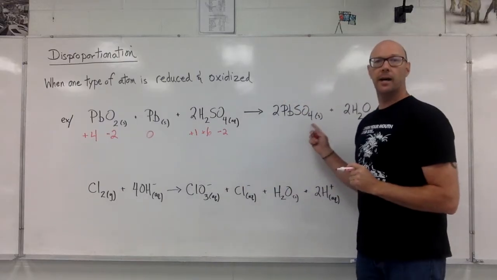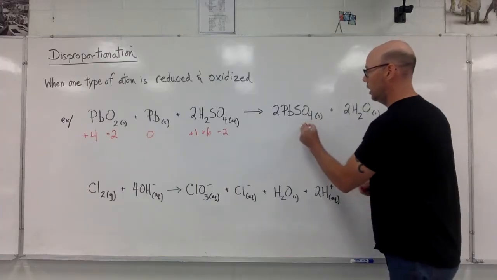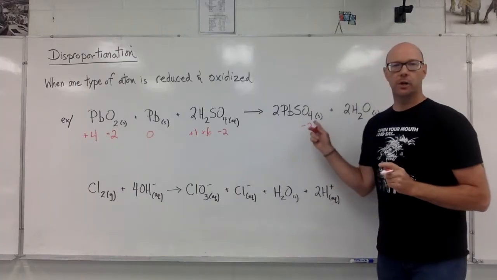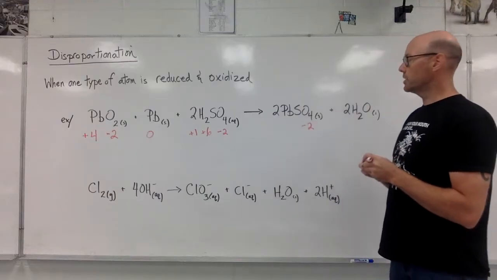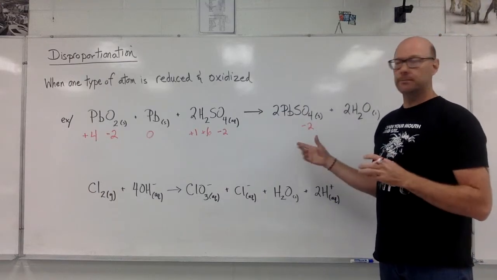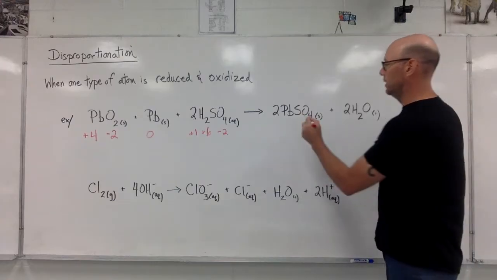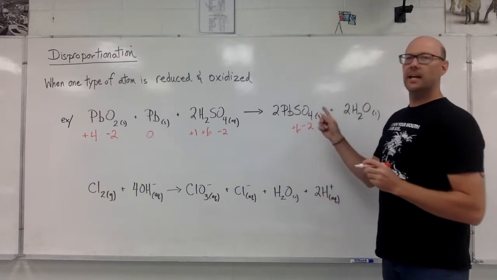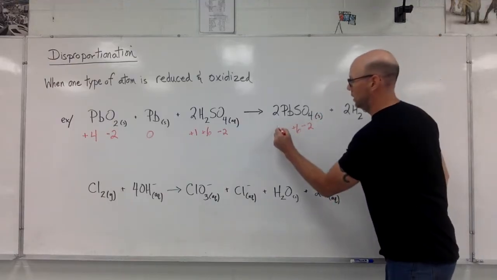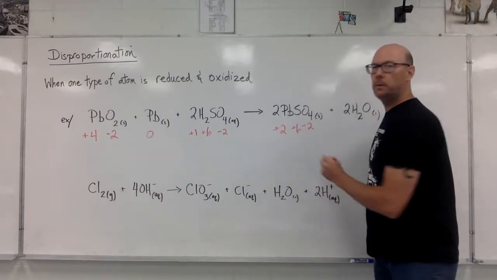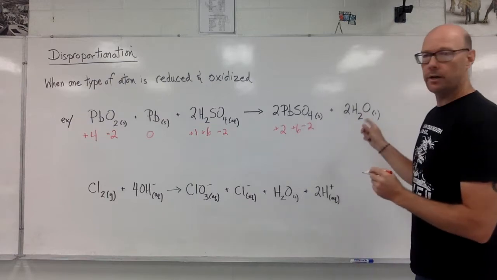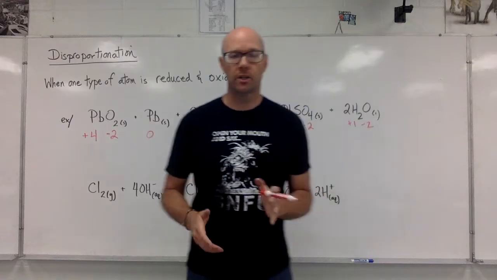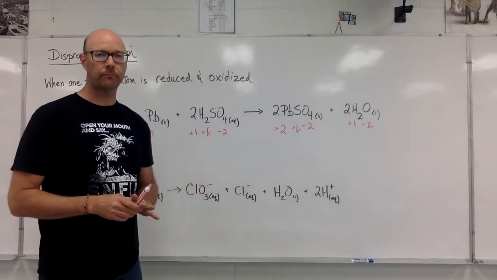Here on the product side, I have PbSO4. Oxygen is -2. These sulfurs are a little bit trickier because it comes from sulfate. This sulfur is also +6. That leaves the lead to be +2. And these waters at the back, hydrogen is +1 and oxygen is -2.